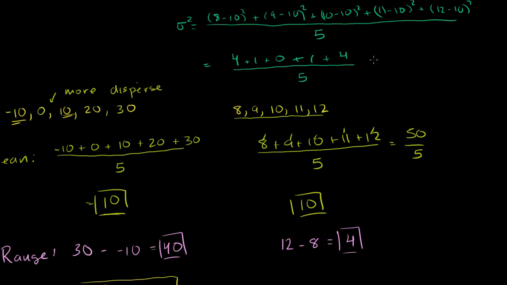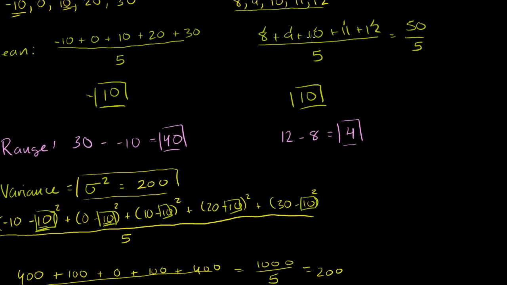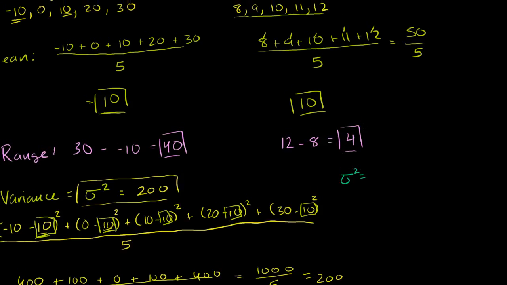This is 10 over 5, which is equal to 2. So the variance here, let me make sure I got that right. Yes, we have 10 over 5. So the variance of this less dispersed data set is a lot smaller. The variance of this data set right here is only 2. So that gave you a sense. That tells you, look, this is definitely a less dispersed data set than that there.